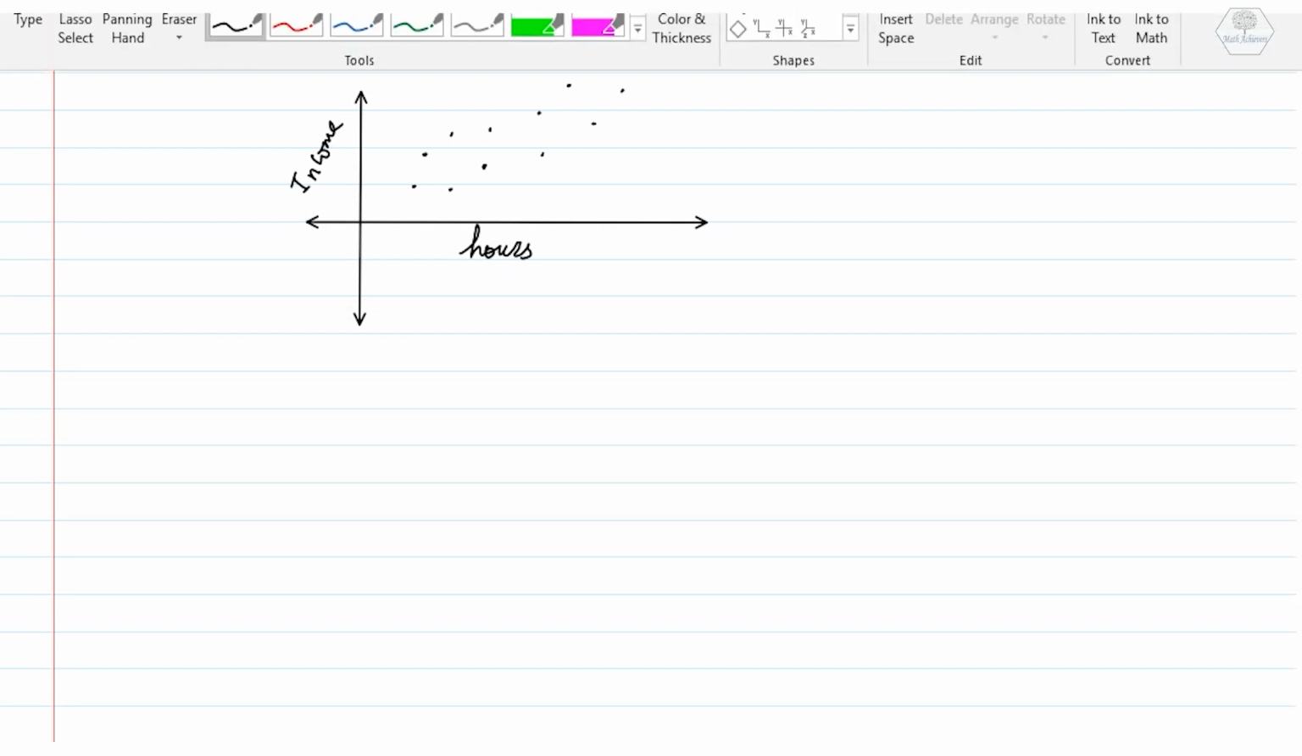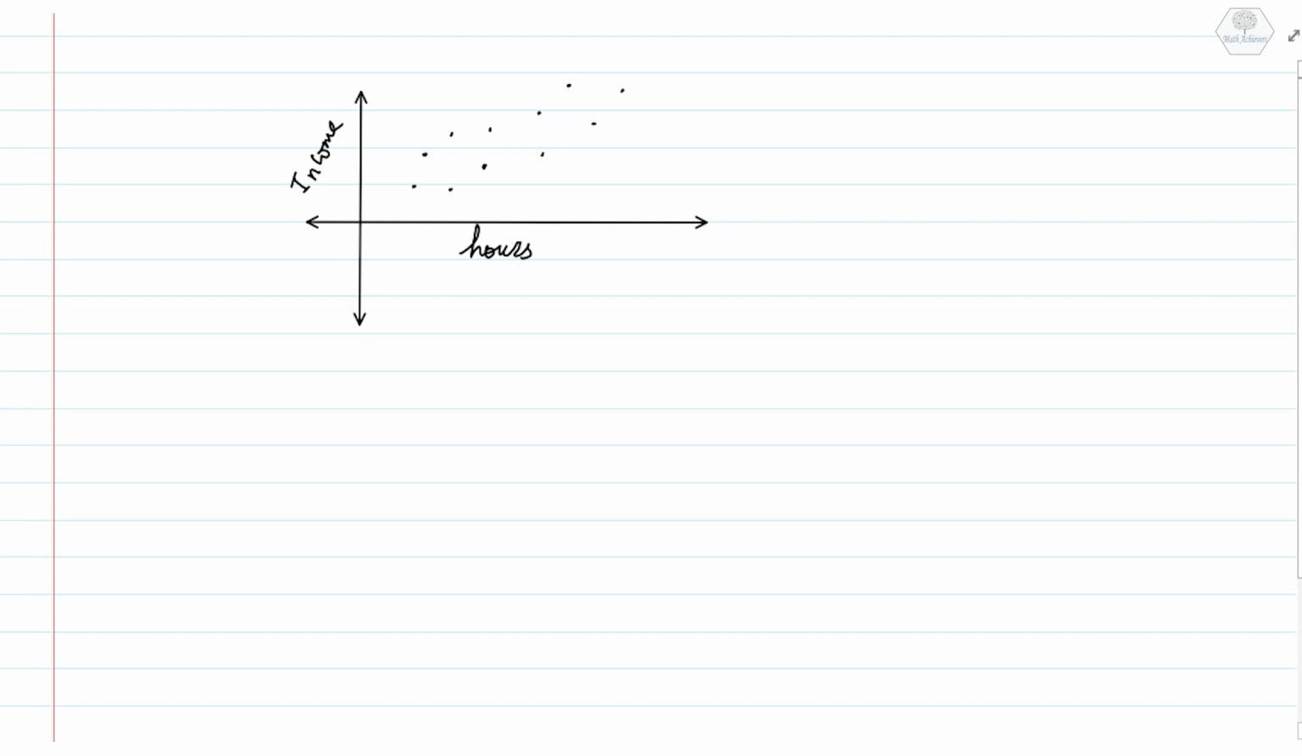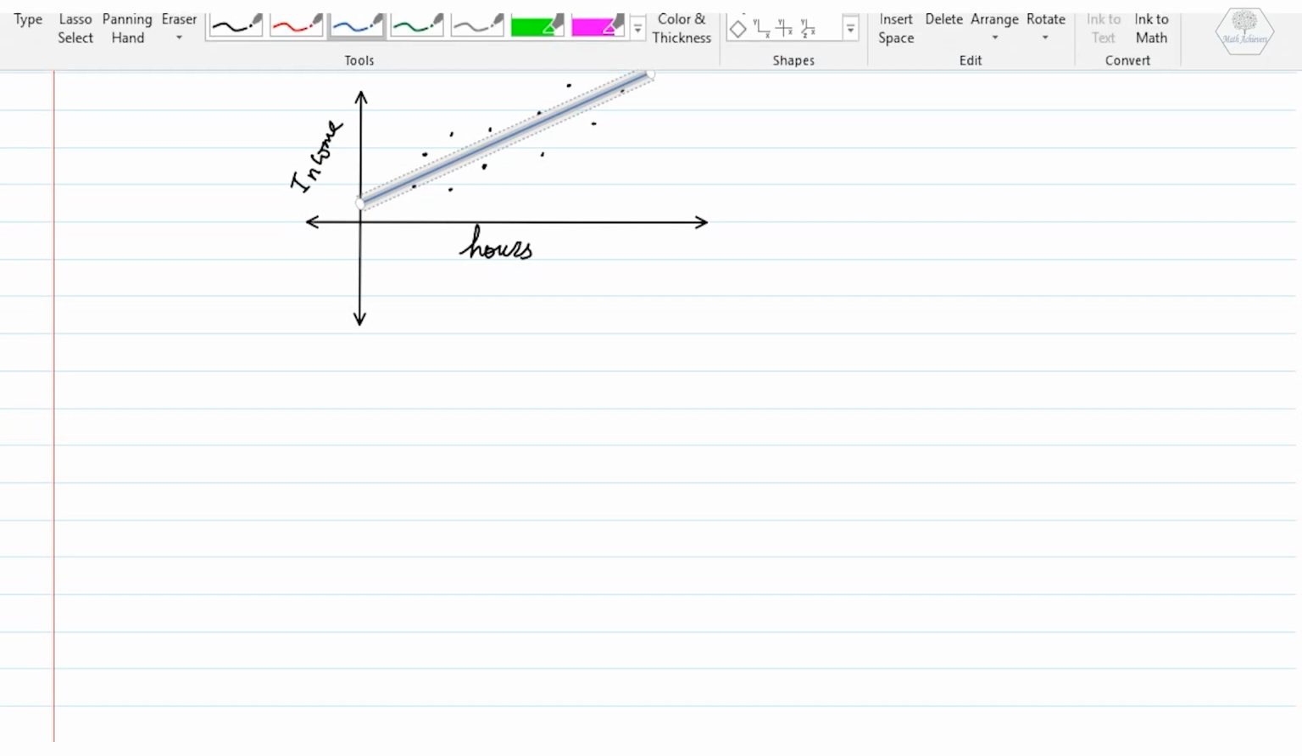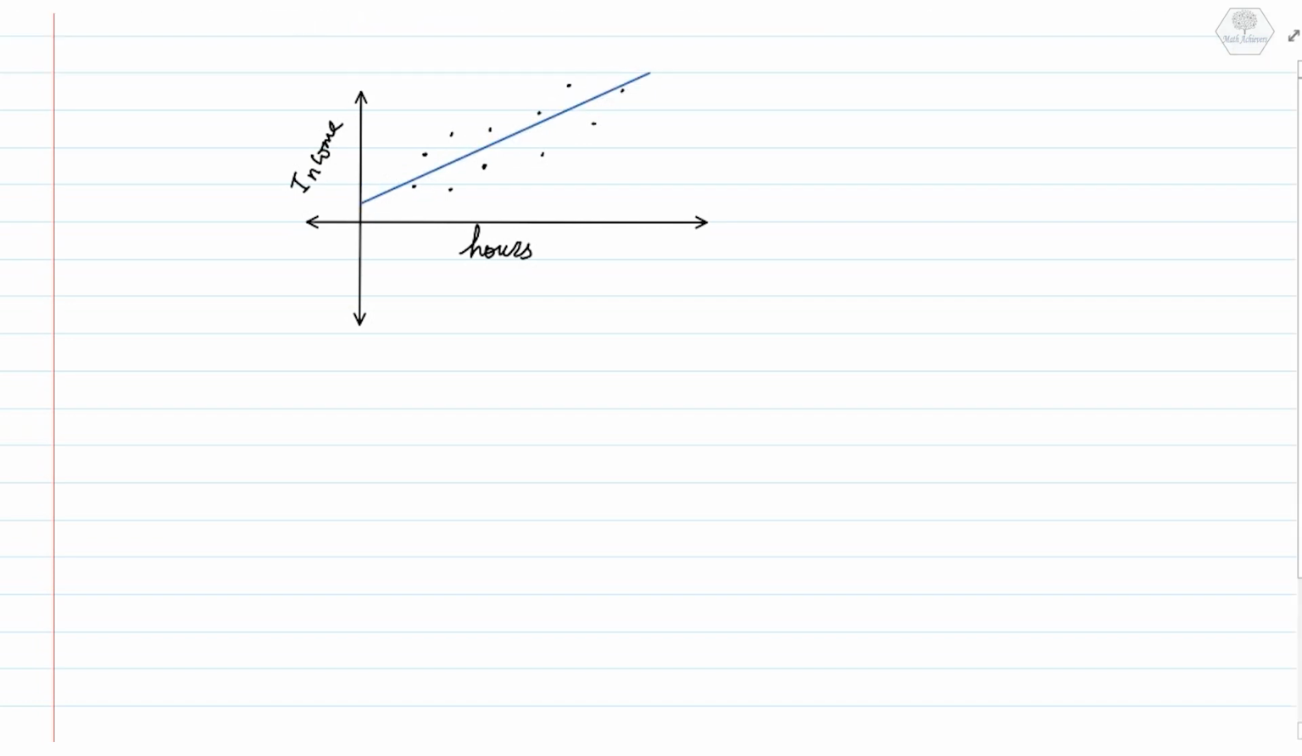Let's say this is my line of best fit. The most important thing: my line of best fit must pass through the mean point of all of these points. This is the mean point. This mean point is x bar, y bar.